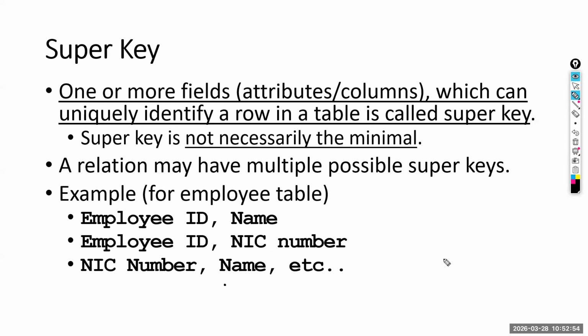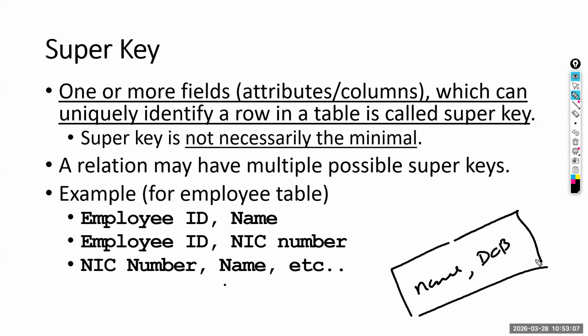Can someone tell me whether this is a candidate or super key? Name, comma, date of birth. You just need to tell me whether it's a candidate or super key or not. Yes or no? Look at the definition. If you're not sure of the answer, you still haven't understood it. Simple as that. So look at the definition again. One or more fields which can uniquely identify a row in a table is called a super key. A super key is not necessarily the minimum.